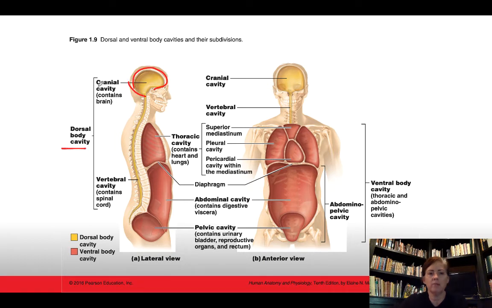which we can divide up into cranial cavity. So now if you think about your regional terms, cranial means skull. So here's our cranial cavity, which is going to include or contain the brain. And then we've got our vertebral cavity that's traveling kind of down in between the spine and between the vertebrae, and that's going to contain the spinal cord. So we can take the dorsal body cavity that's on the back of the body, and we can divide it into the cranial cavity and the vertebral cavity.